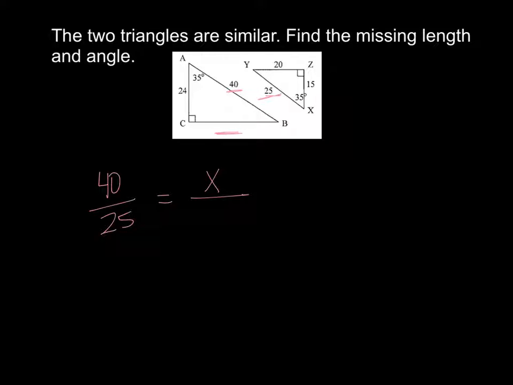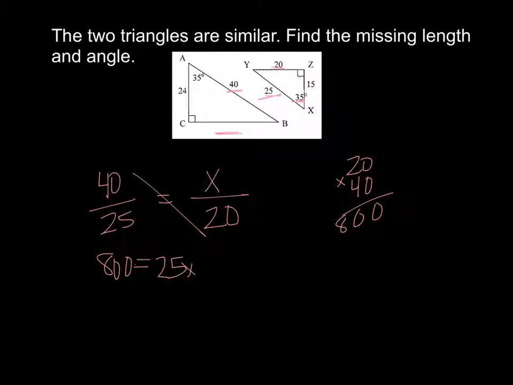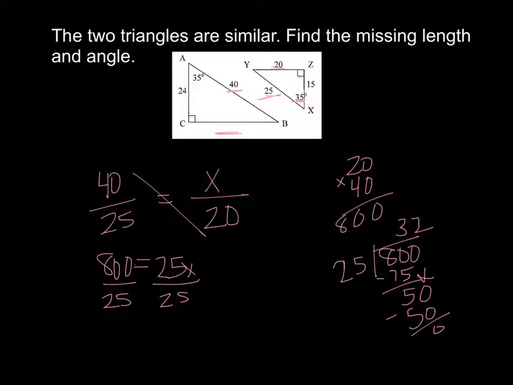The long side here. Ooh, this is going to be a little bit trickier, you guys. Okay, so 35, 90 degrees. There we go, 35, 90 degrees. So I should use the 20. Okay, cross products. So when I multiplied 40 by 20, I got 800. Now I need to divide both sides by 25. And then when I did 800 divided by 25, I got X equals 32. So our missing side length is 32.